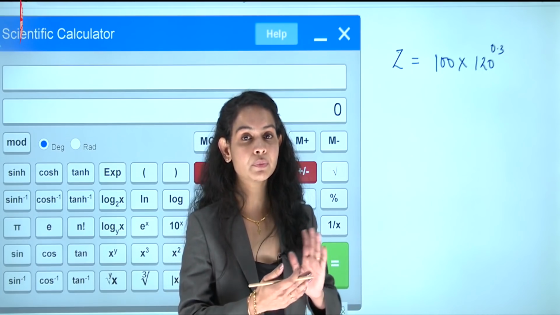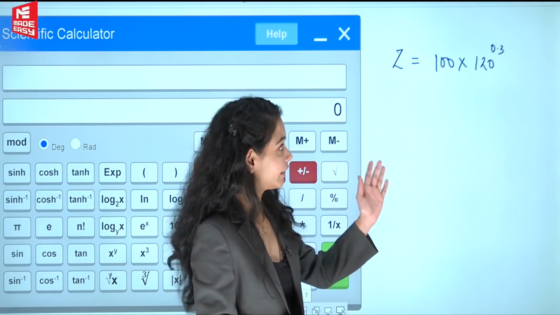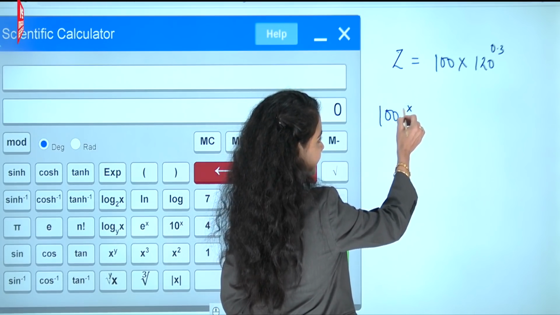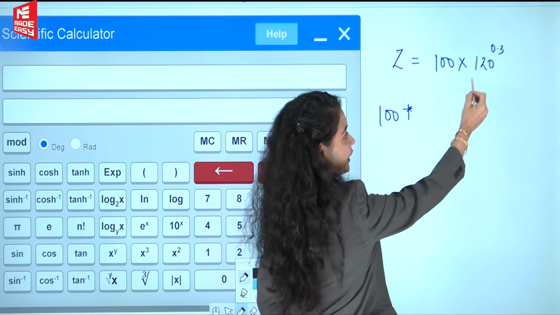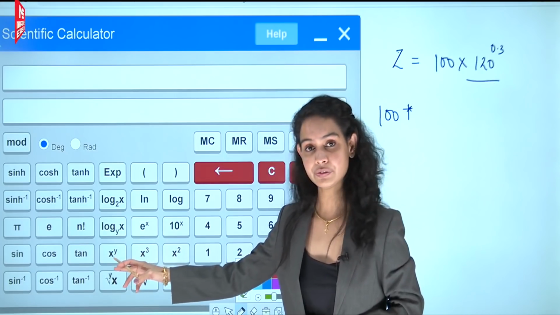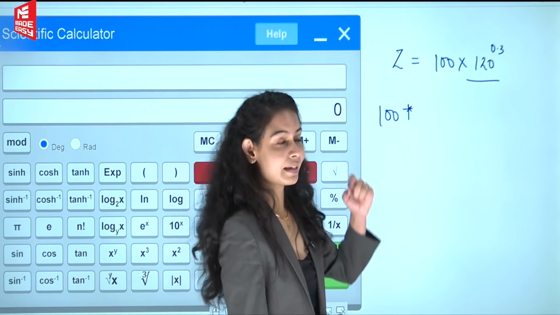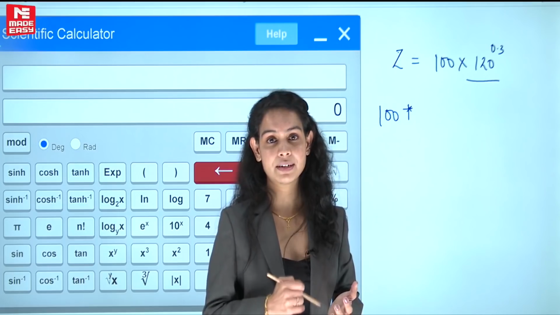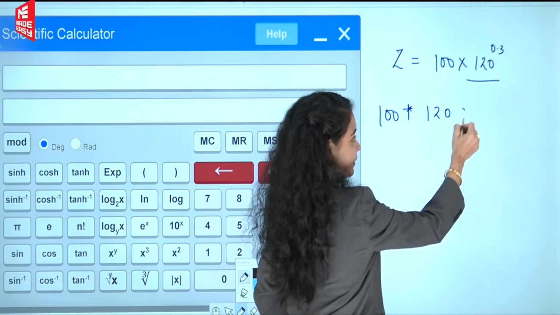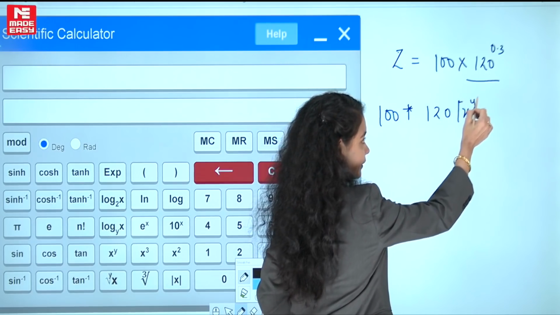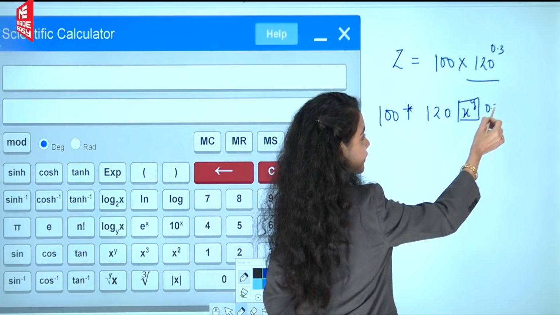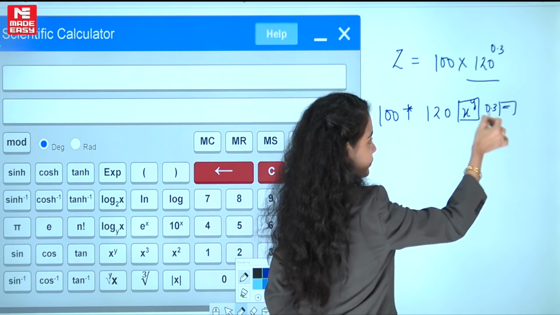Next, for example, you need to solve this particular expression. Again, 100 into 120 to the power of 0.3. 100 और into, ये तो बहुत सिंपल है, ये आप कर ही सकते हैं. 100 मल्टीप्लिकेशन वाला and then 120 to the power of 0.3. इसको सॉल्व करने के लिए we have learned x to the power of y वाला टैब. तो अब इसमें x की वैल्यू is 120. So first you have to enter the value of x, which is 120. And then the function tab, that is x to the power of y, and then the value of y, that is 0.3, and then press equal to.